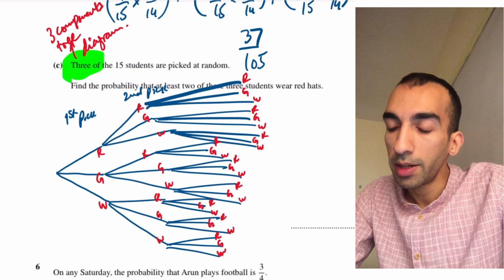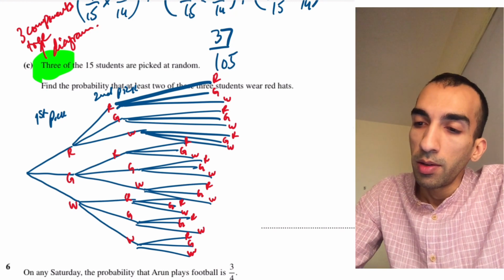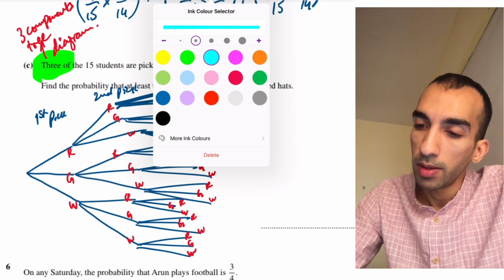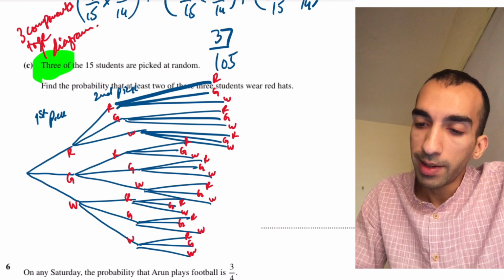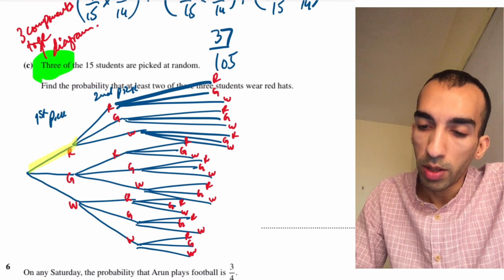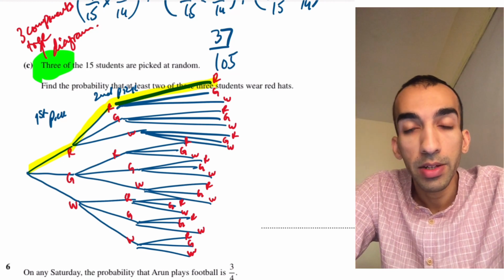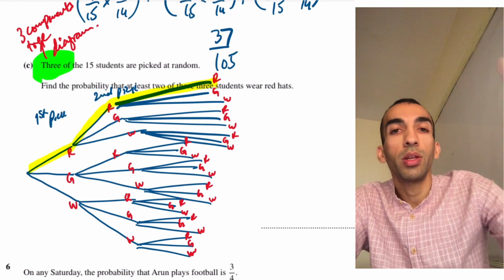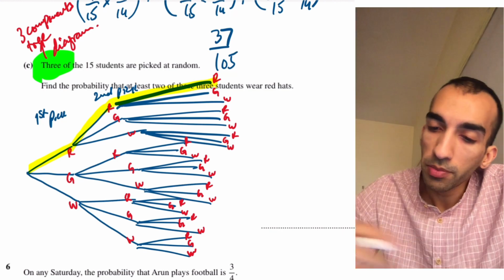Find the probability that at least 2 of these 3 students wear red hats. So let me take out a color which would not mess up. Here we go. At least 2 of these 3. If they're saying at least 2, we can select more than 2 students who are wearing red hats. So all 3 of them, if they're wearing red hats, that is at least 2 as well.